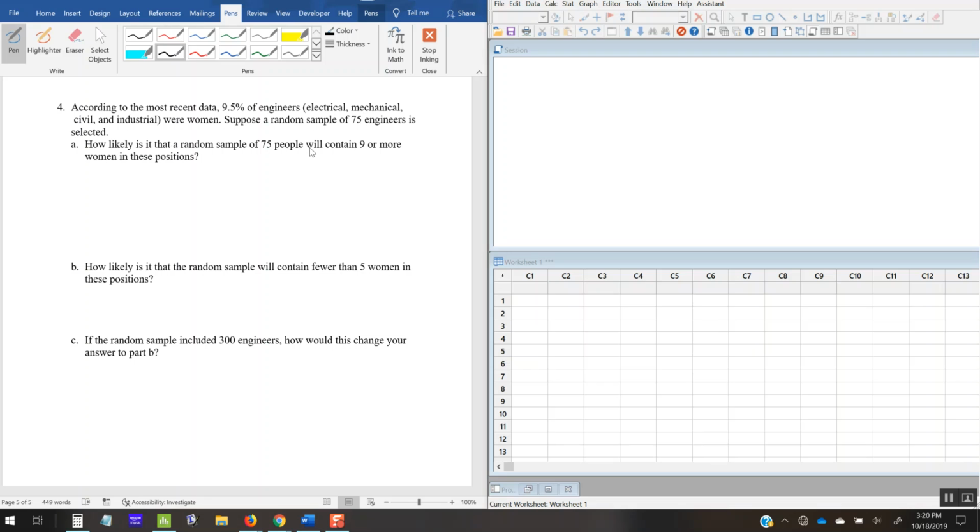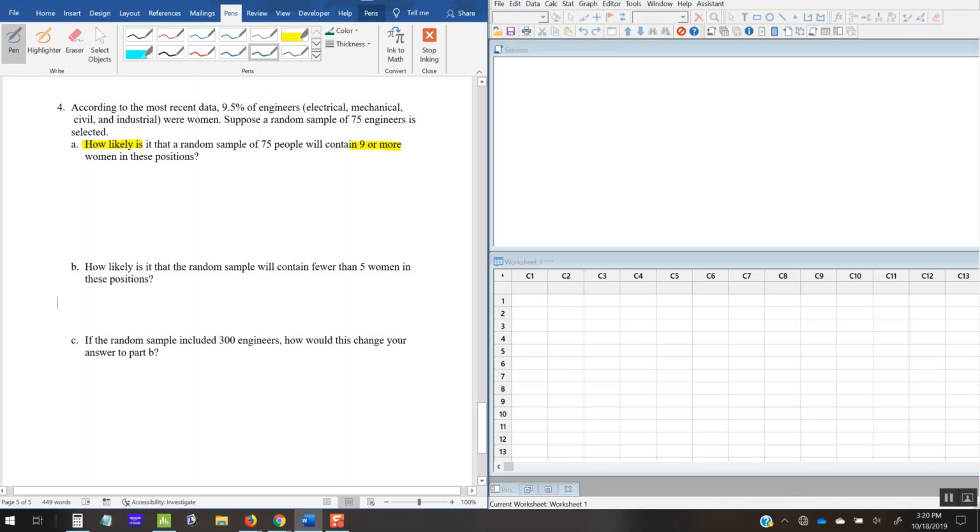How likely is it that in a sample of 75, it will contain 9 or more women in these positions? So 9 or more. The "or more" part is telling you we're going to be looking at a greater than, and obviously "how likely" is another way to ask how often or how probable is it. So I'm going to be setting up a sampling distribution for a proportion here, and the real way I know this is going to be a proportion is that I'm counting stuff. 9 of them are women out of 75. So that's a big clue that I'm looking at counting.